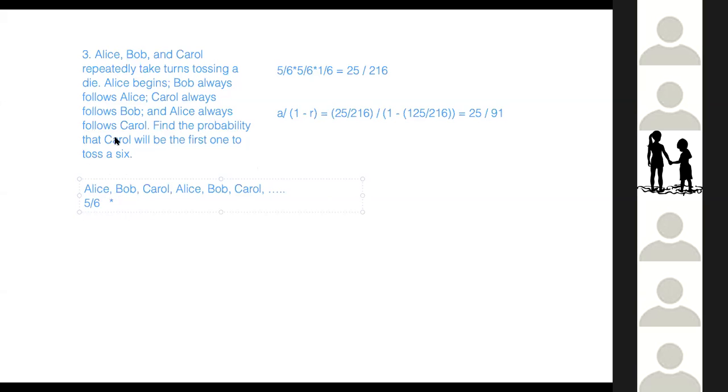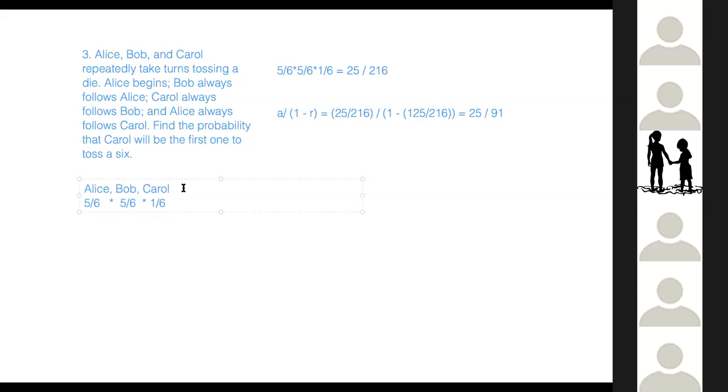So we want Carol to be the first one to toss a 6, right? So we want Bob to also not toss a 6. There's a 5/6 probability of that. And then we can make Carol toss the 6. And the probability of that is 1/6. So imagine if they just did this process once and ended there, then the probability that Carol is the first one to toss a 6 is just 5/6 times 5/6 times 1/6. If it was just that, it was easy.